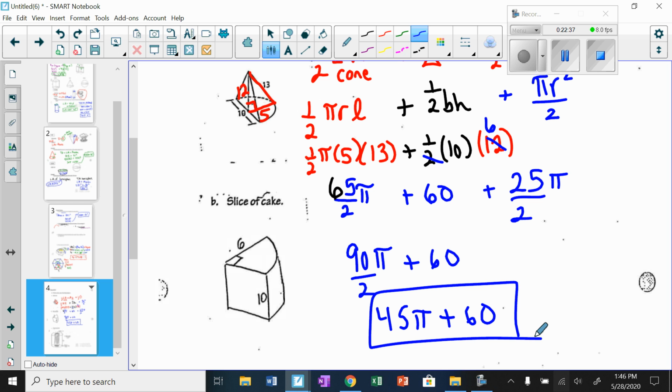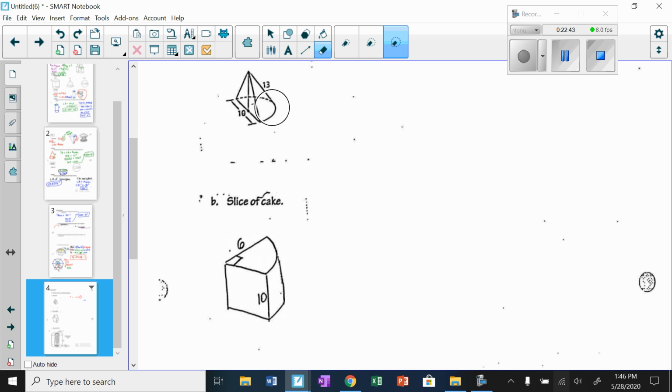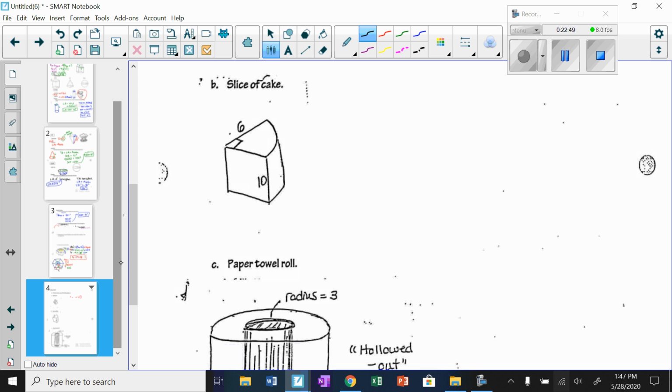All right, 2 more problems. Okay, the slice of cake. This is also going to be a little bit sneaky. So think of what we got going on here. Everything we can paint without dismantling the figure. So we have a rectangle on the 2 sides, right? A rectangle here, rectangle here.